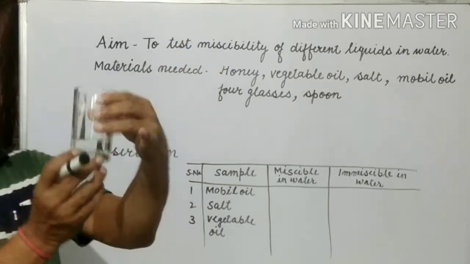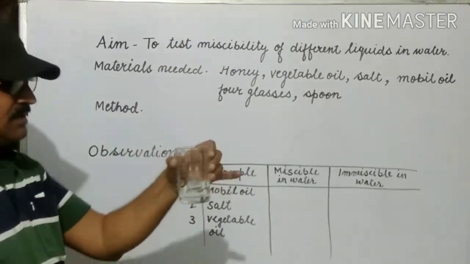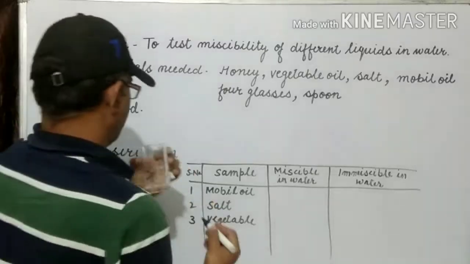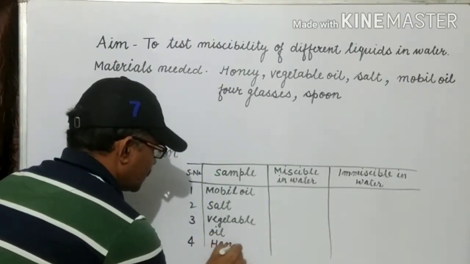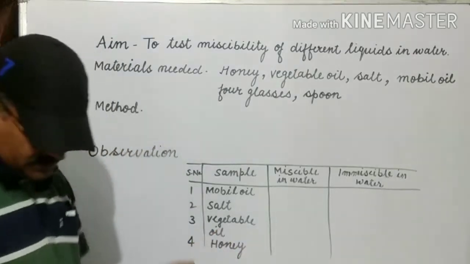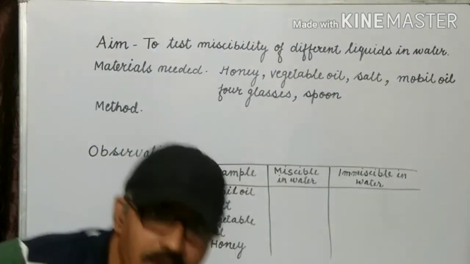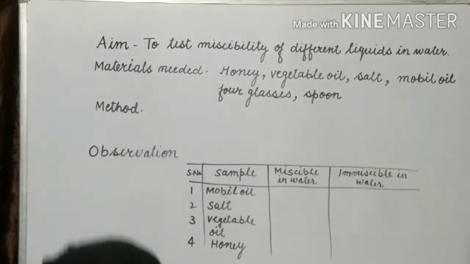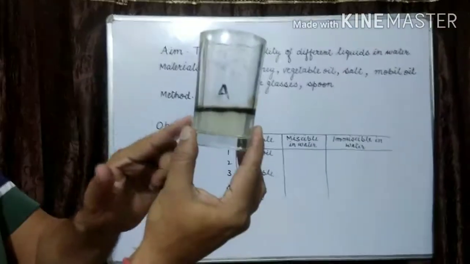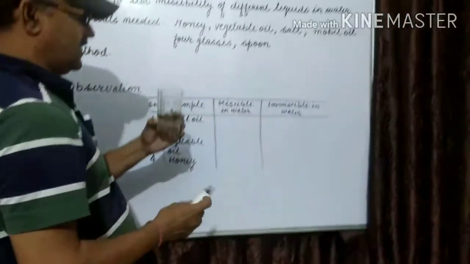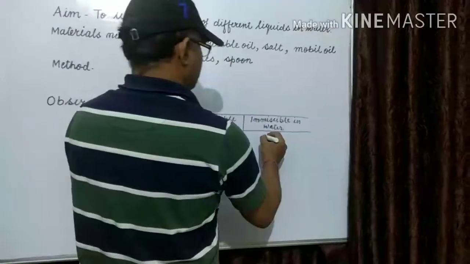And where is the honey? I think honey. Now bring the camera near. Now see the sample A. It is in the upper layer and it does not mix with water. So is it miscible or immiscible? It is immiscible in water.